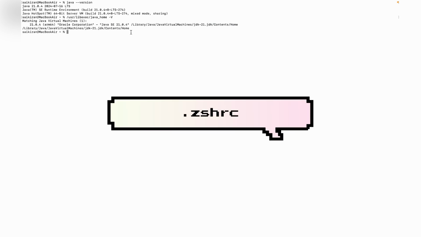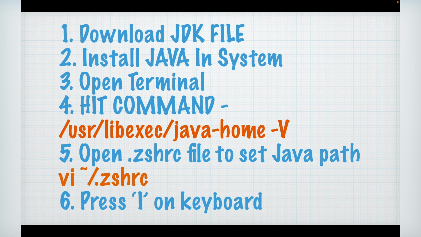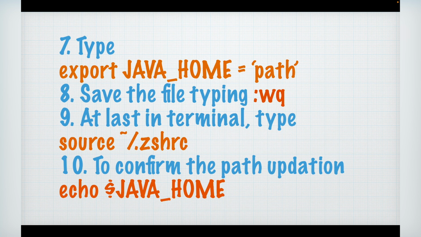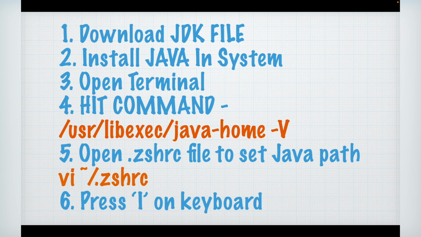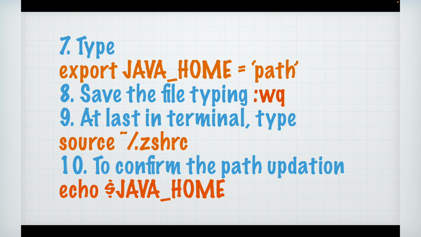So we have a file named .zshrc. I have also mentioned on the PPT. So we are going to perform point number 5, 6 and 7, 8, 9, 10 now. We need to open .zshrc. Here is the command to open, and then press I on the keyboard. After that, we are going to write export JAVA_HOME, and we will give the path which we copied, and then we will save. And at last, to confirm, we will write echo $JAVA_HOME to validate that it has successfully stored the path.